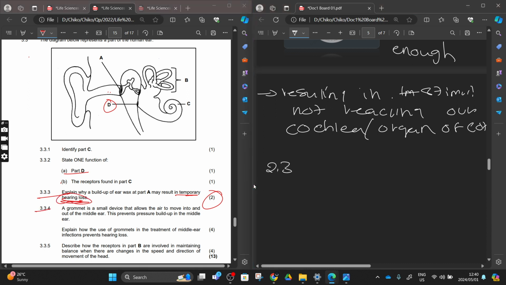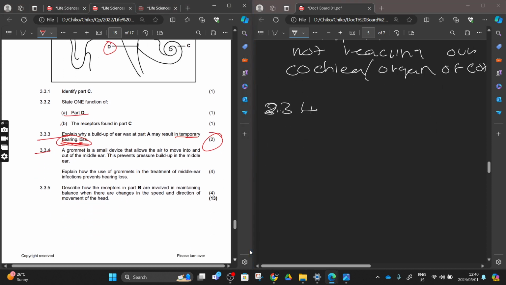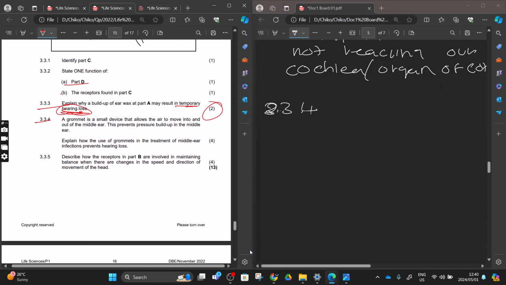Then 2.3.4: a grommet is a small device. We are going to talk about this tomorrow, right? Allow me, I will come and answer this. A grommet is just a small device that allows air to move into the middle ear, and this prevents the build-up in the middle ear.